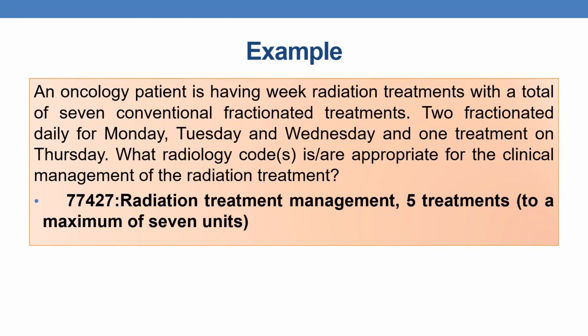Let us discuss an example. An oncology patient is having weekly radiation treatment with a total of 7 conventional fractionated treatments. 7 treatment sessions: 2 fractionated daily for Monday, Tuesday and Wednesday, and 1 treatment on Thursday. What radiology code is appropriate for clinical management of radiation treatment? So on the whole, 7 sessions are done. So the appropriate CPT is 77427, radiation treatment management, 5 treatments, to a maximum of up to 7 units.